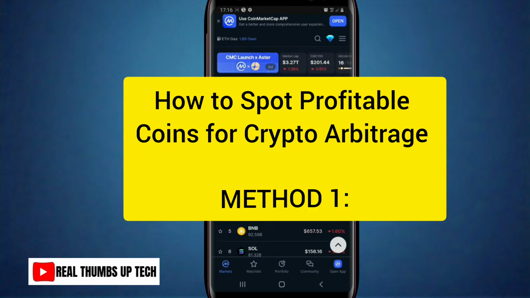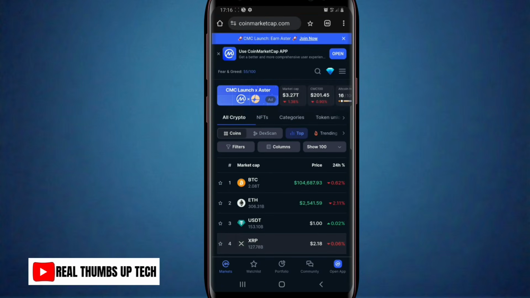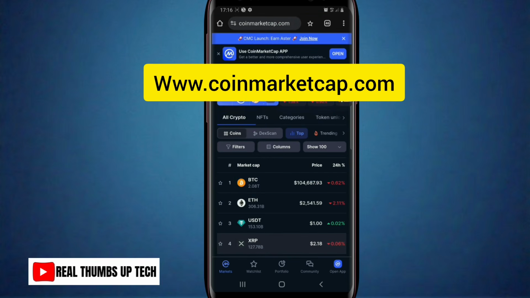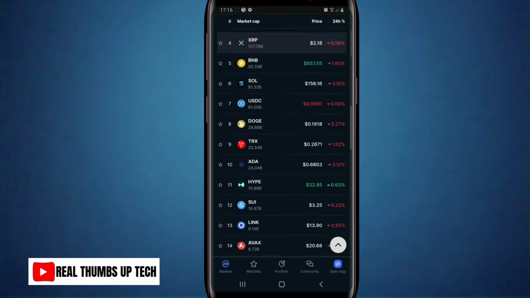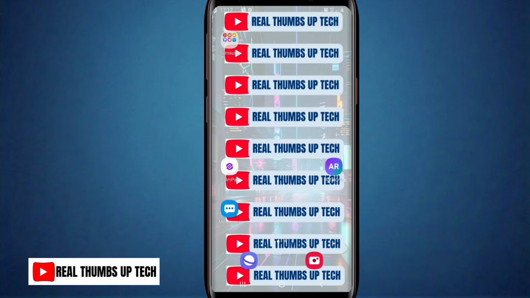So let's go. To get CoinMarketCap, you can easily go over to your web and go over to your search bar. Then from there, you type www.coinmarketcap.com. It will bring you to this environment, okay? Or you can go over to your Play Store or your Apple Store, depending on the device you are using.